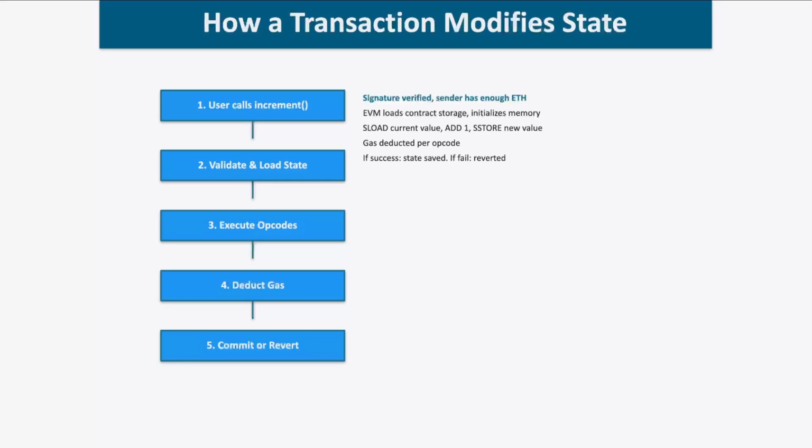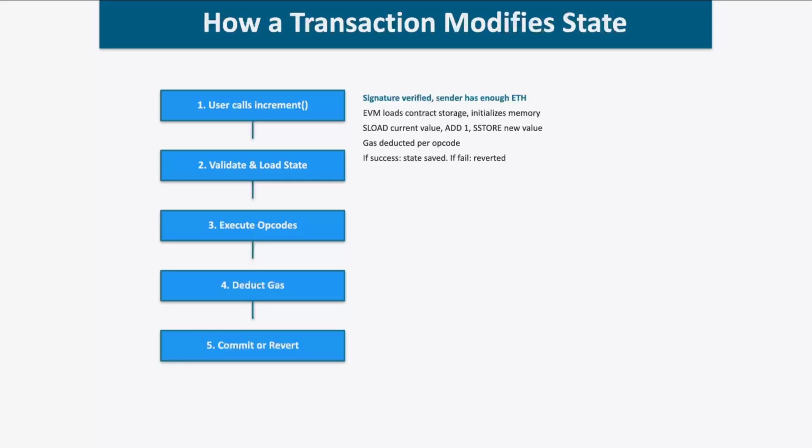A nonce is something that prevents replay attacks. It's otherwise known as a number only used once. If any of these checks fail, the transaction is rejected. But in this case, they all pass. The validator's EVM loads the current state, the counter contract's bytecode, the current value of count from the storage, an empty memory space, and it initializes the gas counter.